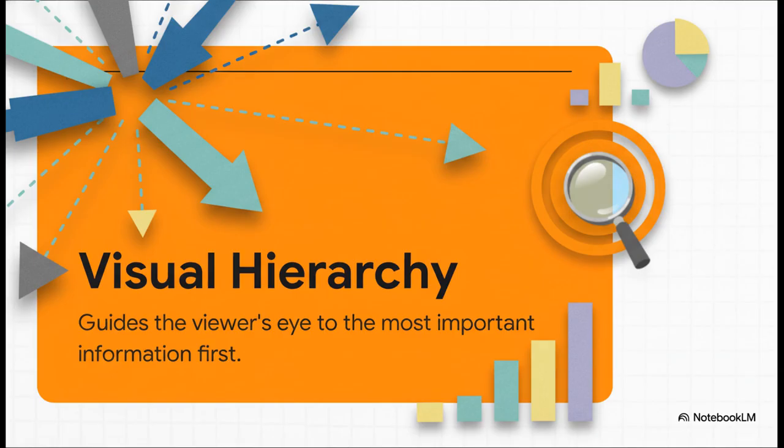It uses things like size, color, and placement to basically tell the brain, hey, look at this first. Okay, now look at this. And finally, here are the smaller details. It creates order out of what could be total chaos.